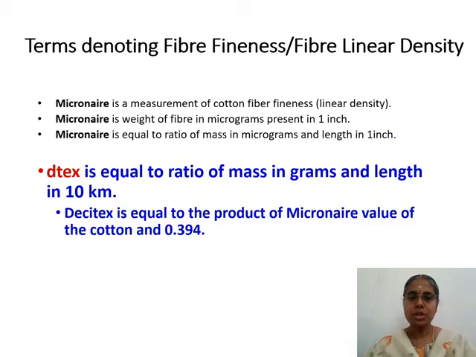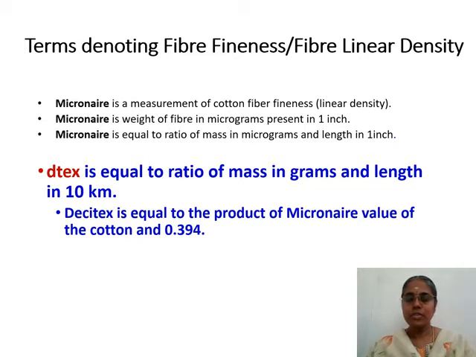Next important terminology is decitex. Decitex is equal to the ratio of mass in grams and length in 10 kilometers. It is nothing but the weight of the fiber. When you take a length of 10 kilometers and weigh, what is the weight you get out of it in grams is called as decitex. This is also a common terminology used for measuring synthetic fiber fineness.